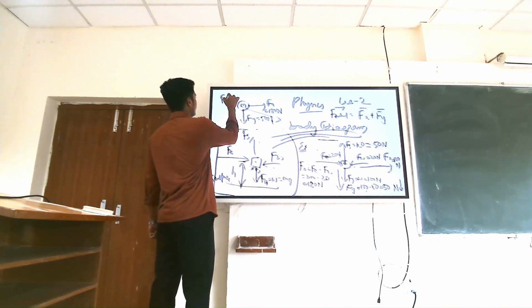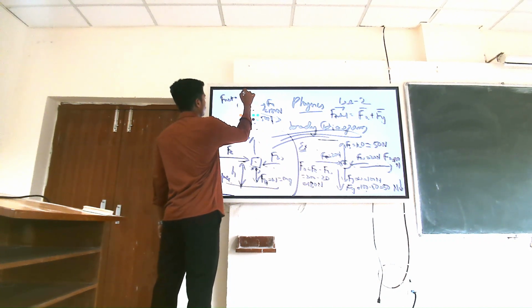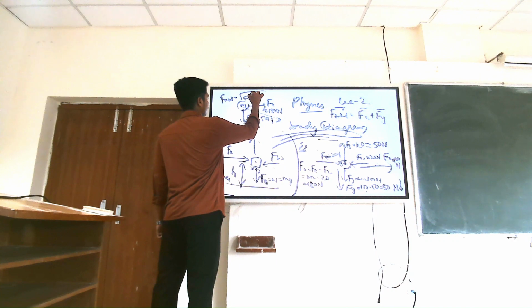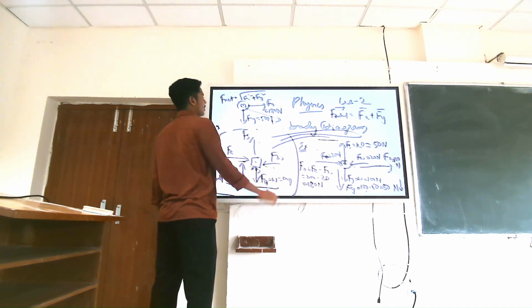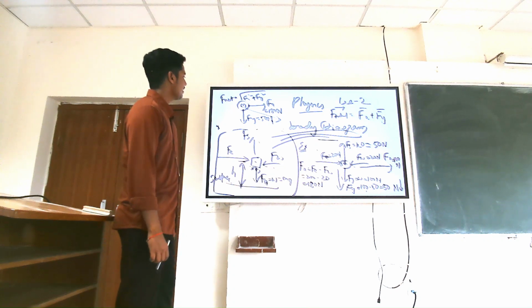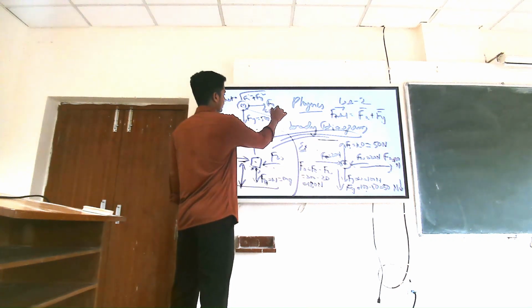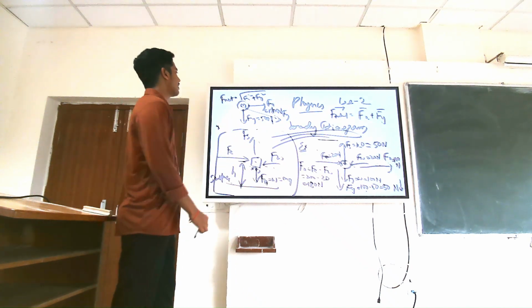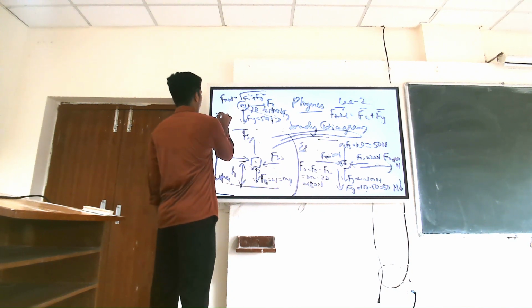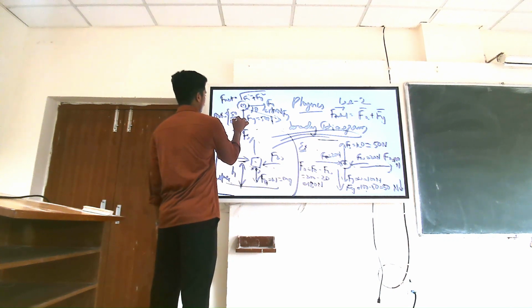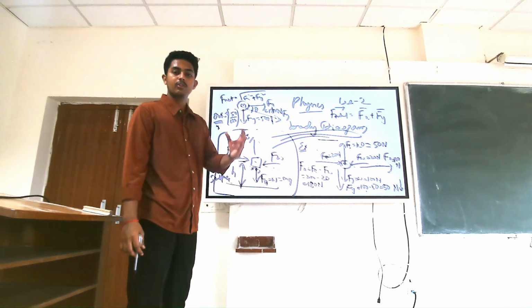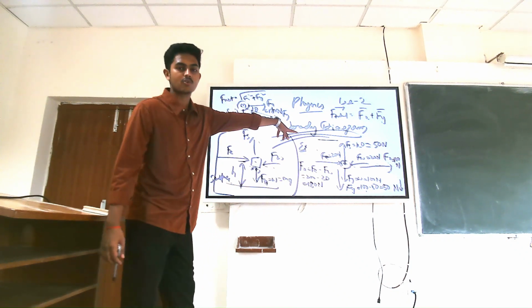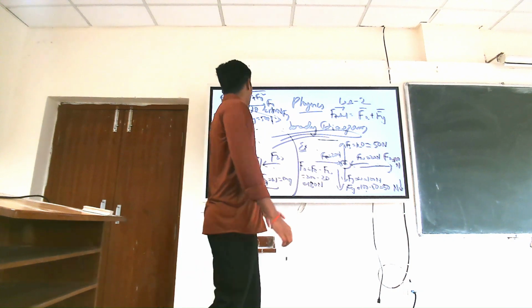How to check that? F net is equal to root over Fx squared plus Fy squared. You get the magnitude of the force and you have to draw a triangle. Let's say this will be Fy, this will be Fx. Then you find the angle, theta, which is tan inverse of Fy by Fx. Fy is 50, Fx is 180. You get theta from here, so you get the direction along which the force is acting, and the magnitude from the other formula.